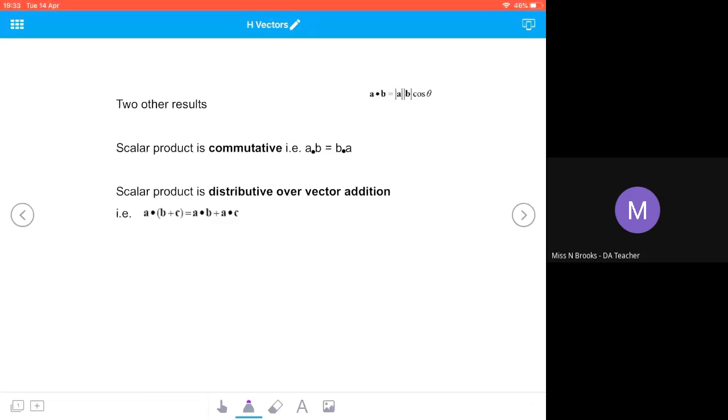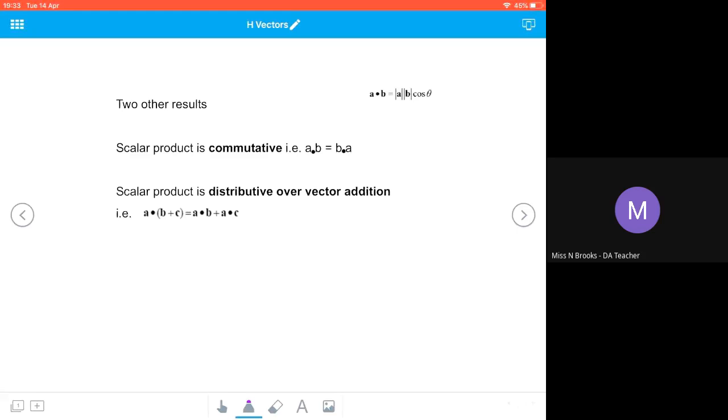So there are two other results that we need to be aware of when it comes to the scalar product. The scalar product is something called commutative. If you think back to adding and multiplying any numbers or algebraic terms, you can do adding and multiplying in any order, and that's what commutative means. So A dot B is going to have the same value as B dot A.